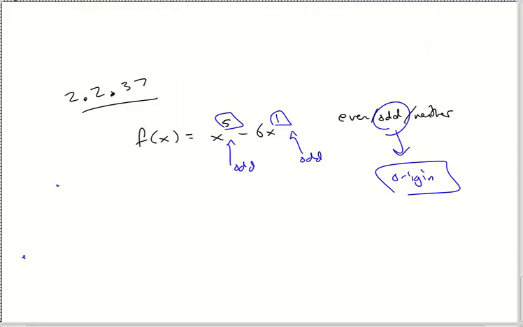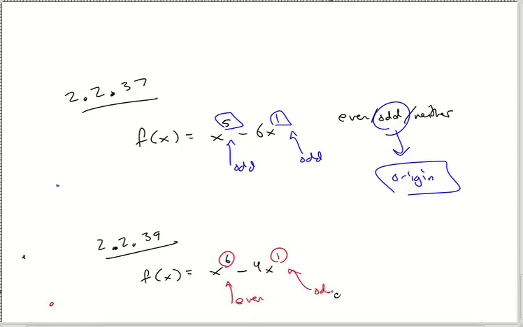And then lastly, 2 to 39. I've got f of x is equal to x to the 6th minus 4x. They say even, odd, or neither. Which one? Notice here I have a 6 power, and then here I have a 1 power. I have an even and an odd. It can't be both, so therefore, neither.